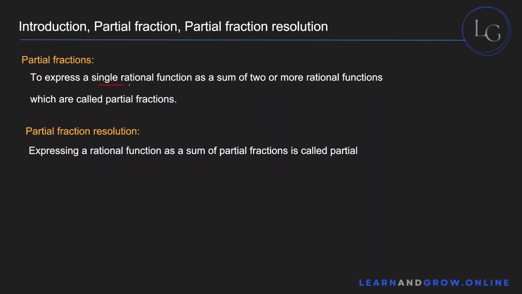We need to express a single rational fraction as a sum of two or more rational fractions, and those are called partial fractions. So you'll be given one single fraction, and then you'll basically turn it into a sum of two or more rational fractions. And those rational fractions that are being added up to make the single rational fraction are called partial fractions. And basically expressing one rational fraction as a sum of partial fractions is called partial fraction resolution. So the process of actually converting a single rational fraction into its components that are being added up is called partial fraction resolution.